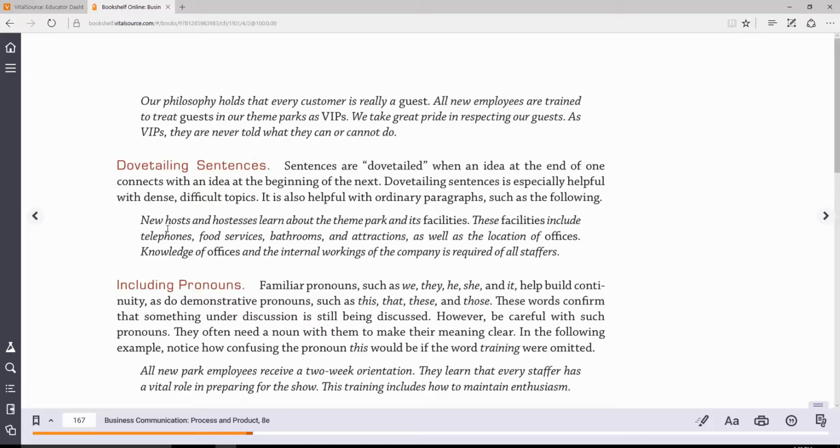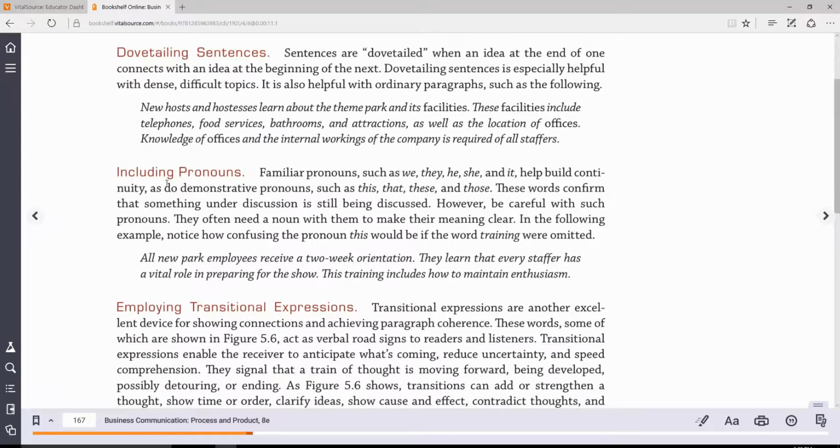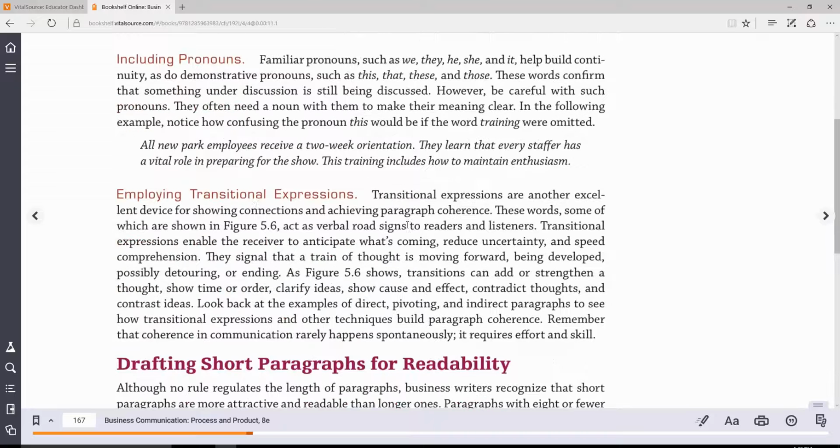Dovetailing sentences. It's helpful with dense, difficult topics. It's also helpful with ordinary paragraphs. It gives you an example, including pronouns, how to include pronouns in your paragraphs. Employing transitional expressions, okay, for showing connections and achieving paragraph coherence.